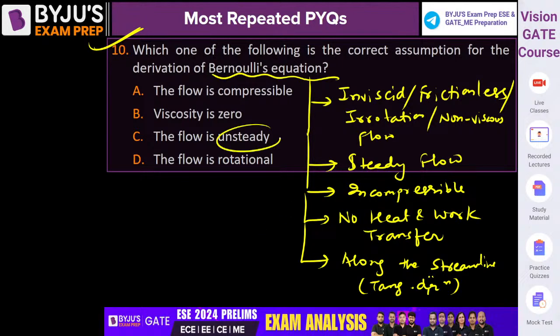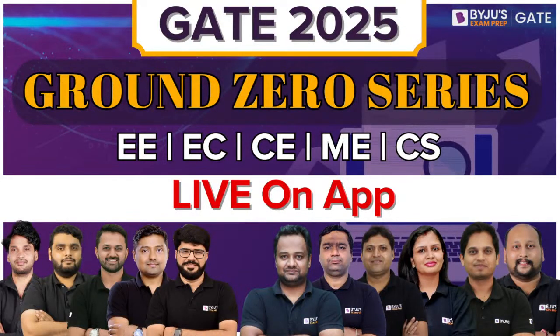So the flow is unsteady, incorrect assumption. The flow is rotational, incorrect assumption. The flow is compressible, not correct assumption. So the viscosity must be 0. Viscosity must be 0, right? It should have 0 viscosity.